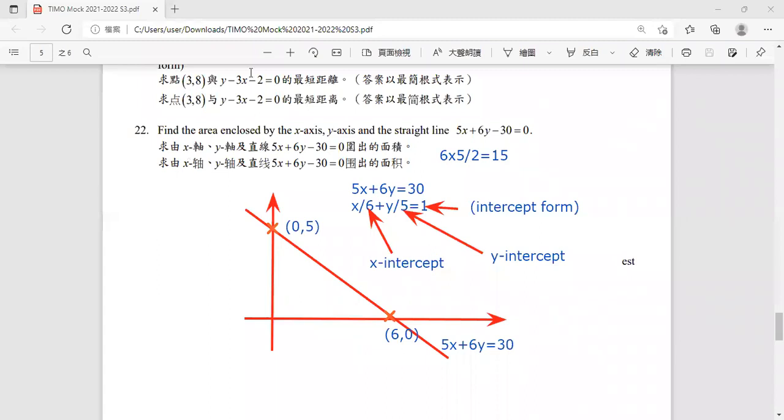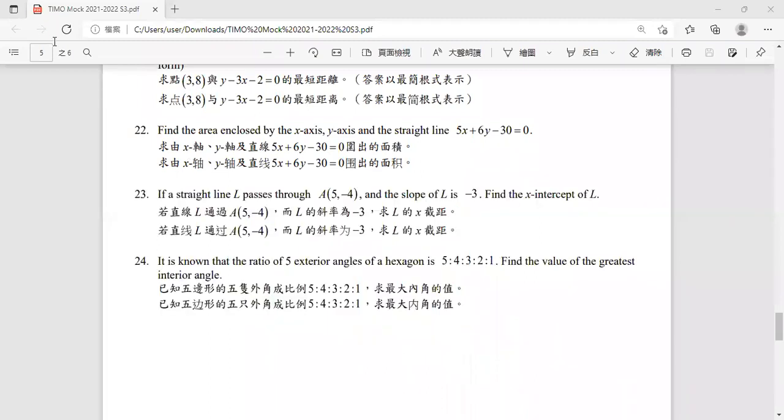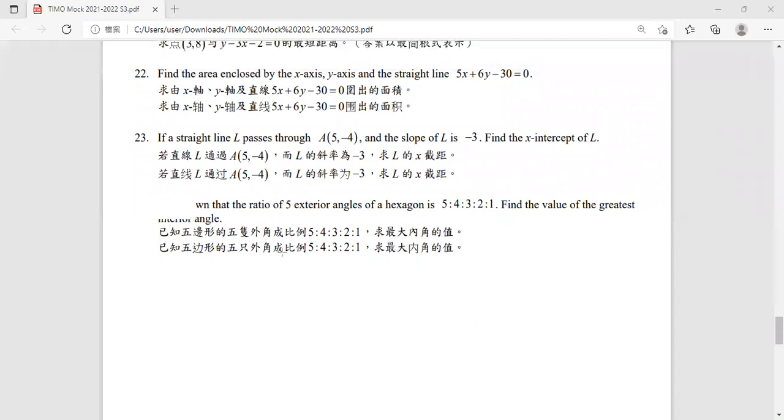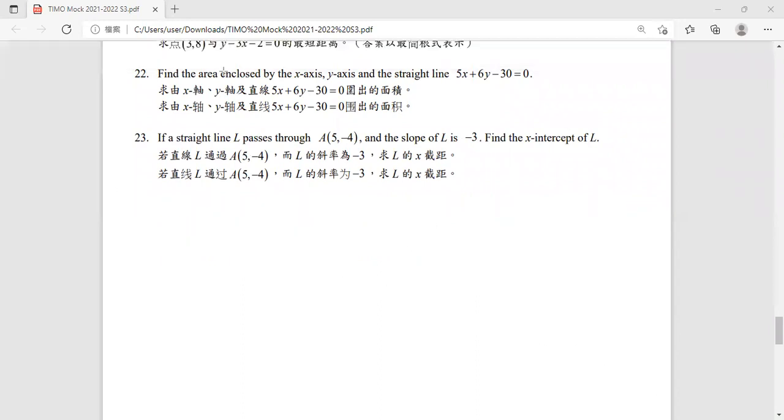Okay, no question. The next one, 23. Now the straight line L passes through (5, -4), and the slope of L is -3. Find the x-intercept. Very easy, still straightforward, but if you don't know the coordinate geometry, you'll find it difficult.